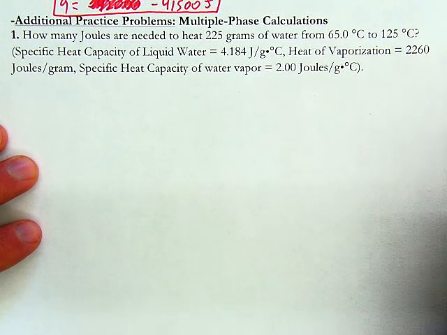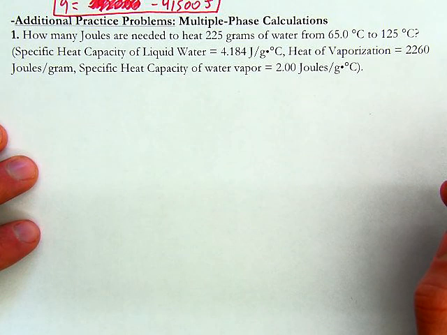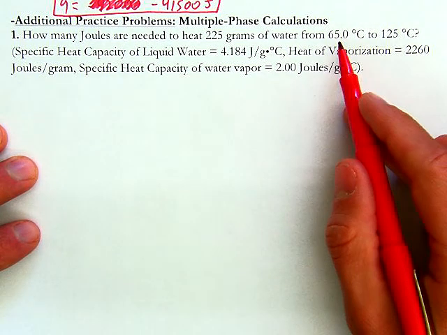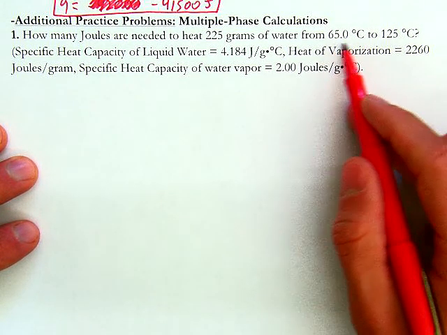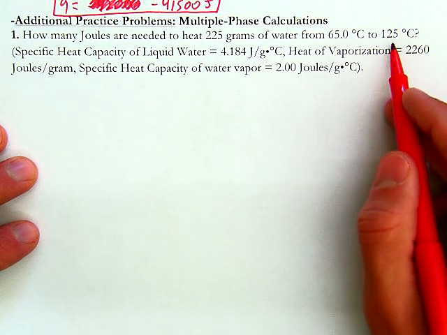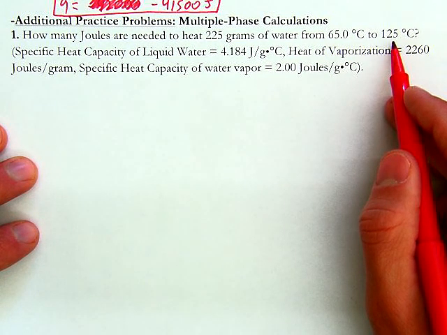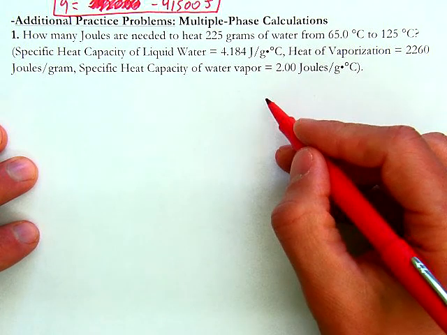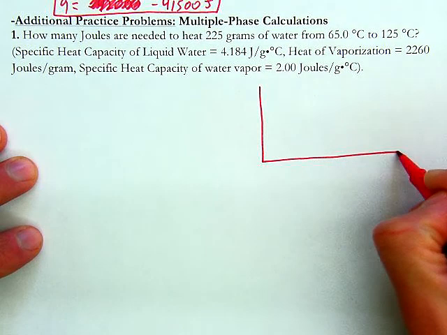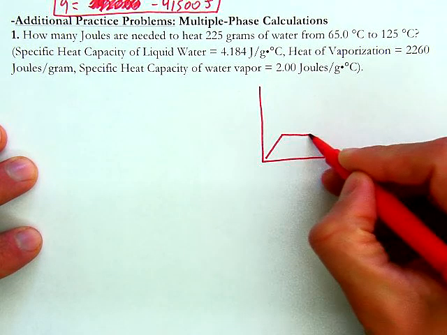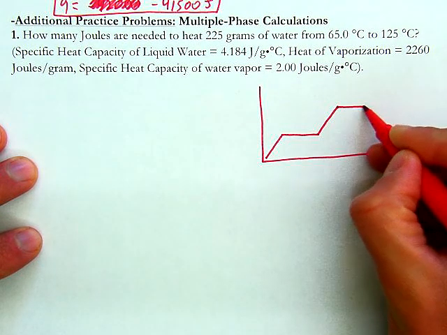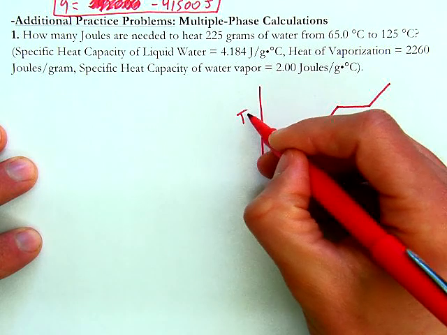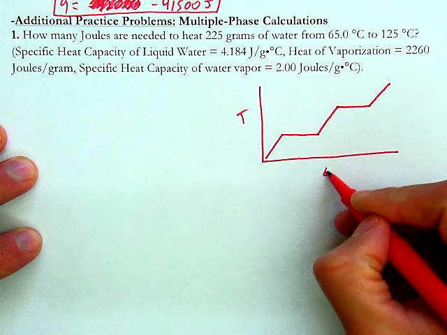Now you might be tempted to just do a regular Q equals ms delta T problem, right? But if you look at these temperatures, 65 degrees is liquid water. 125 degrees is going to be water vapor, right? We're assuming just normal atmospheric, 1 atmosphere pressure conditions. So this is actually 2 different phases of matter. So if we were drawing a heating cooling curve, it goes up and then flat and then up and then flat and then up, right? This is your temp and this is when you're adding energy.